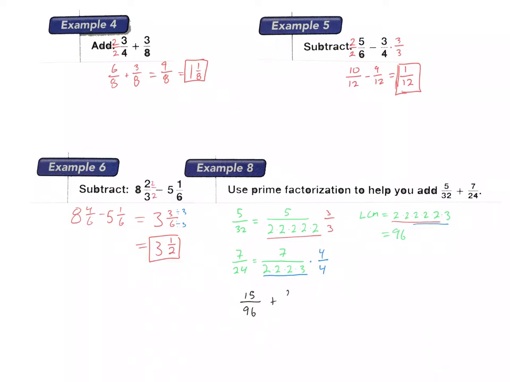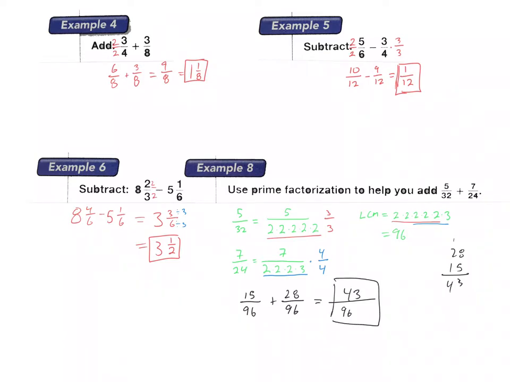plus 28 over 96. Because this times 4, which is this blue part, 24 times 4, is going to give me 96. Then 5 times 3 is 15. 7 times 4 is 28. Now they have the same denominator. I just need to add those two numerators, the top. So let's see here, 28 plus 15, that's 3, carry the 1, 43.